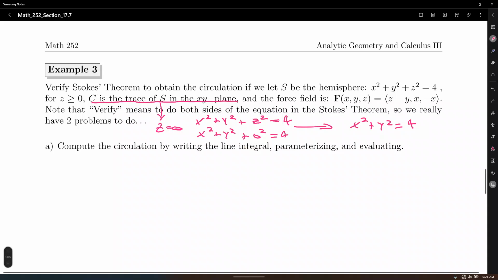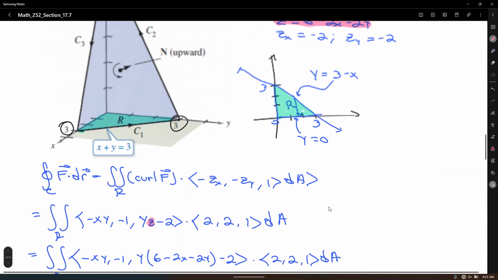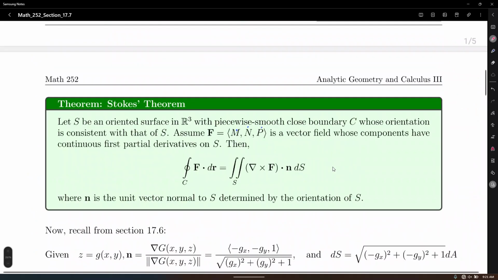So here in this case, verify means to do both sides of the equation in Stokes' theorem. So we have to solve the same problem twice, by the way. Hold on, what does that mean? What equation? Well, this definition right here is an equation. There's two sides. So number one, we have to get the circulation the old-fashioned way by parameterizing the trajectory, which is pretty easy. It's a circle, come on. And number two, using Stokes' theorem, which is our new way to calculate the circulation. Well, okay, let's do both.